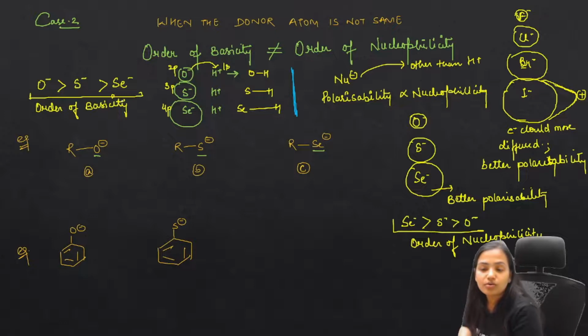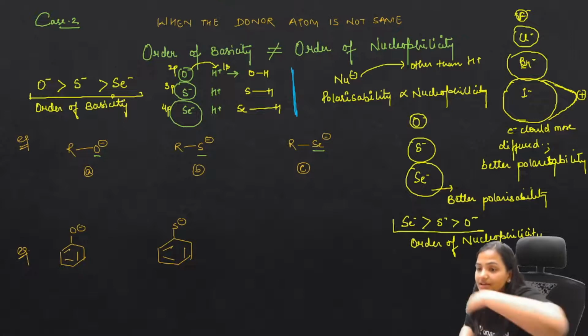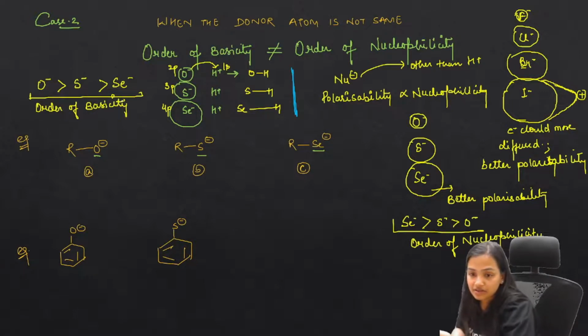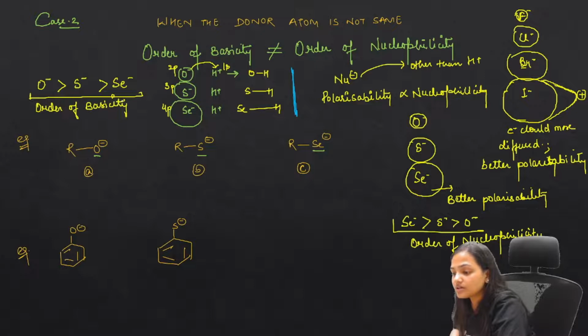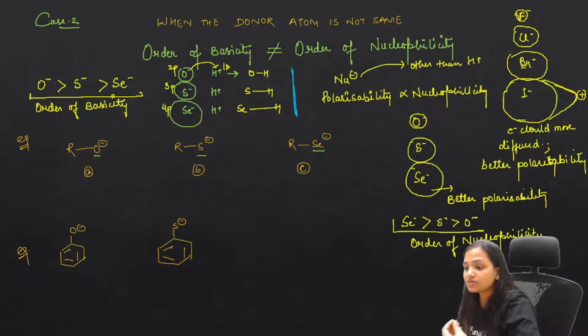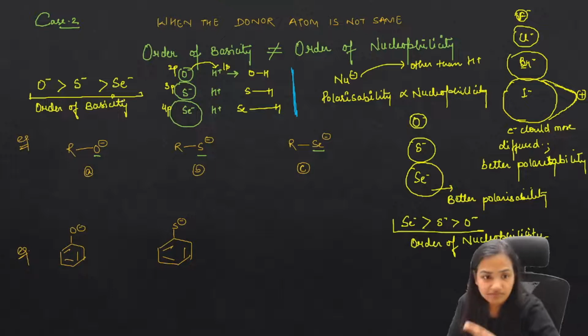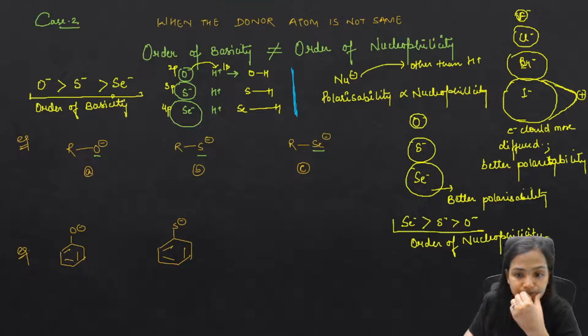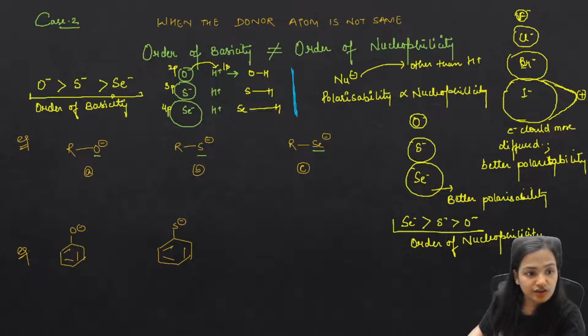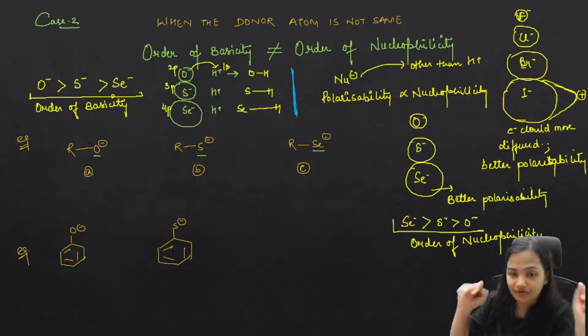Then how to identify the nucleophilicity power? Okay, so ultimately the aim is they have to give the electron pair to the electron deficient center. So they can only give the electron pair to the electron deficient center when their electrons are loosely held by the nucleus. Then only it is possible. I hope the point is clear. Okay, so this is the order of basicity, this is the order of nucleophilicity.